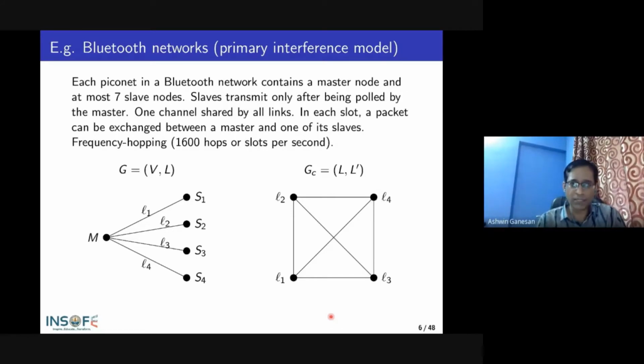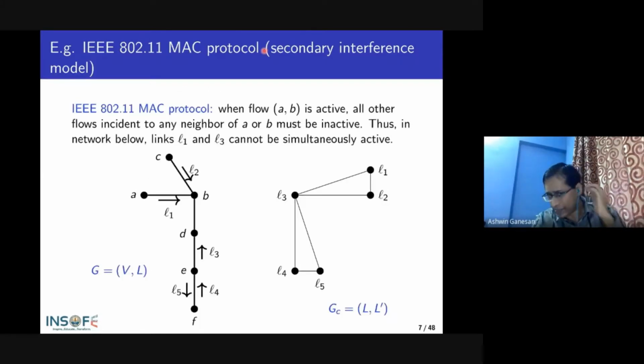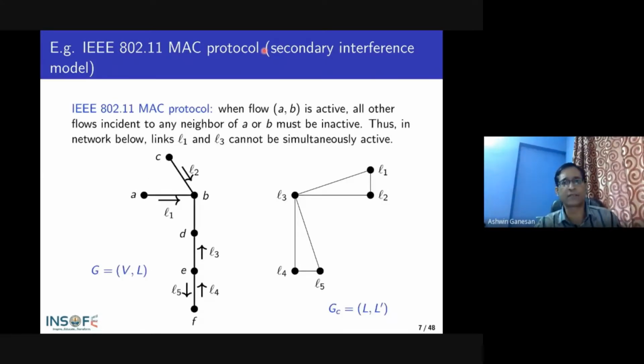Now, this model of interference, where two edges are adjacent vertices in the conflict graph, is called the primary interference model, or sometimes it's called the one-hop interference model, because two links can be active at the same time if the distance between them in the network graph G is at least 1. There are many ways to construct the conflict graph GC.